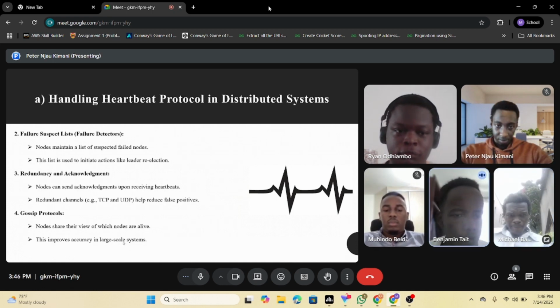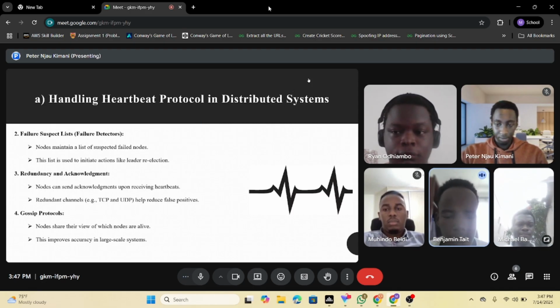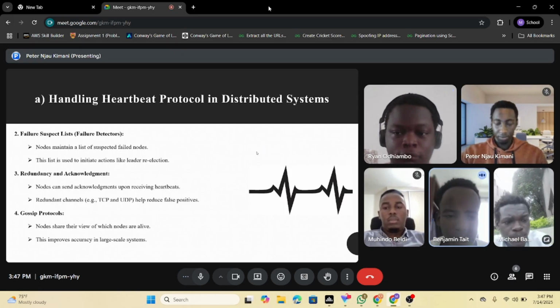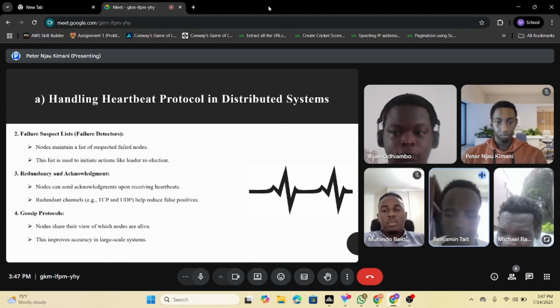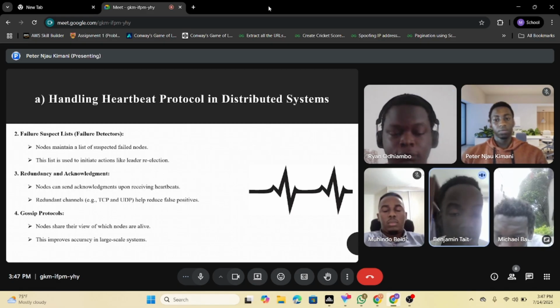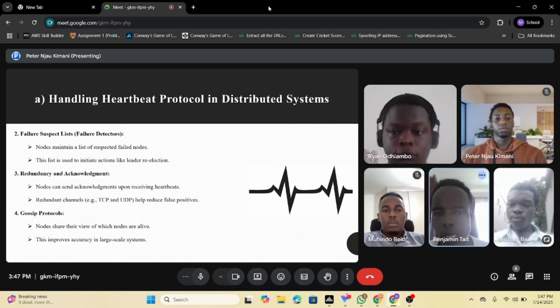Number two, we will proceed to the failure detectors. Remember in this case that we have two nodes, a sender and a receiver, and the receiver is always expecting a heartbeat message from the sender. In the case that we don't have that heartbeat message, we consider that node to have failed. So we have a list of all the suspected failed nodes. And since we have them in a list, the list is used to initiate actions like a leader re-election, in the sense that we need to get other nodes that can replace the failed nodes.